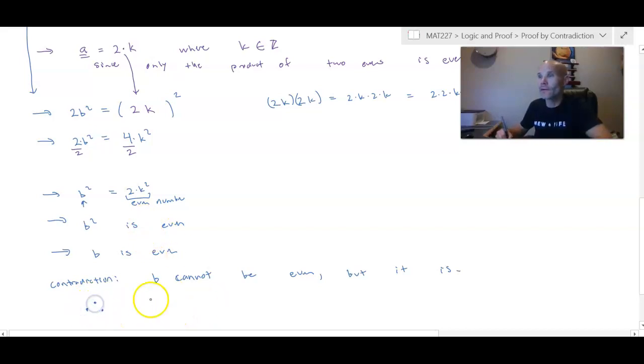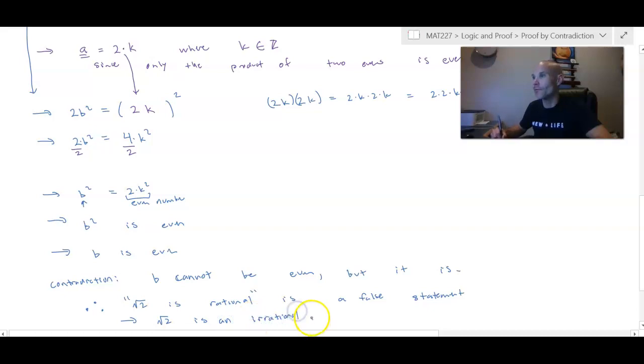Therefore, the statement that the square root of 2 is rational is a false statement. If that's a false statement, since we know square root of 2 is one or the other, this leads us to the conclusion that the square root of 2 is an irrational number.